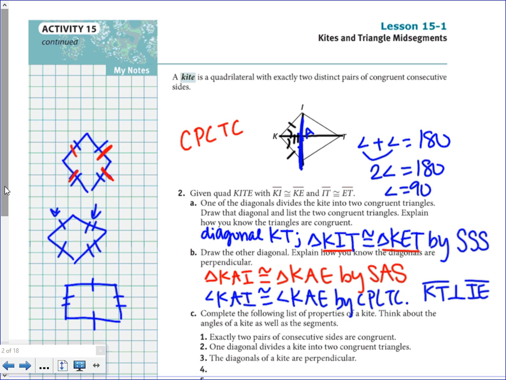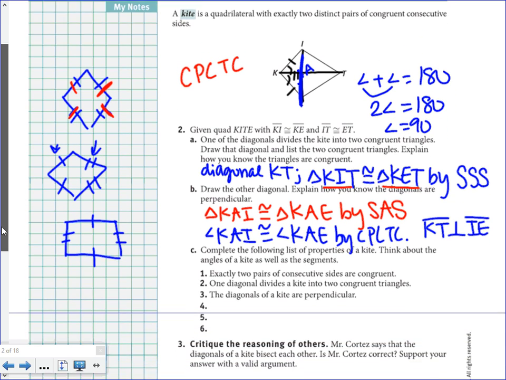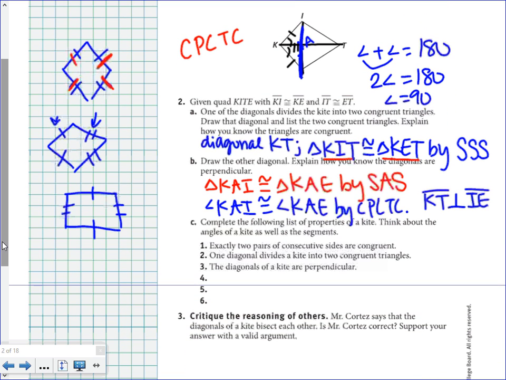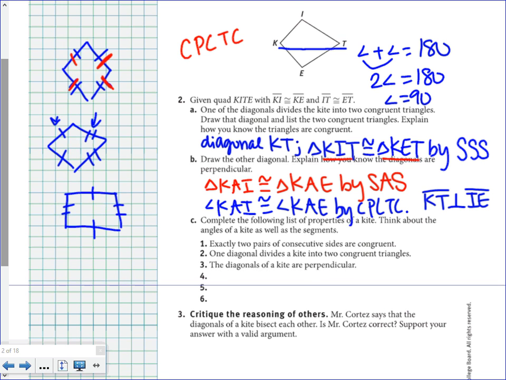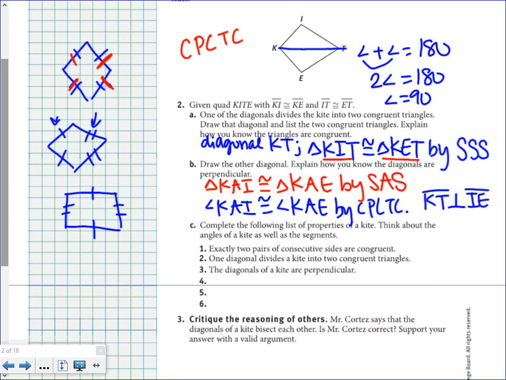So now we want to complete the list of properties of a kite. Think about the angles of the kite as well as the segments here. So they give us 3 of them. Exactly 2 pairs of consecutive sides are congruent. That's part of the definition they gave us to start with. 1 diagonal divides a kite into 2 congruent triangles. So that was the horizontal diagonal that we drew from K to T. It formed 2 congruent triangles here. The diagonals are going to be perpendicular. That's what we just looked at.